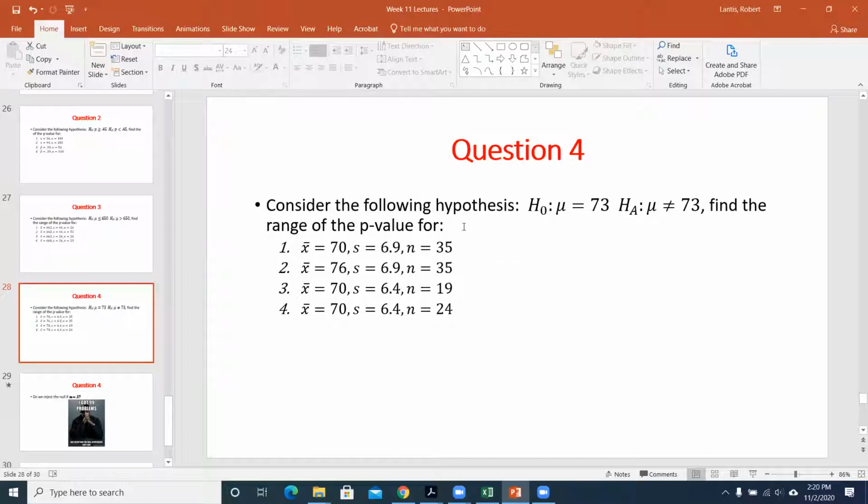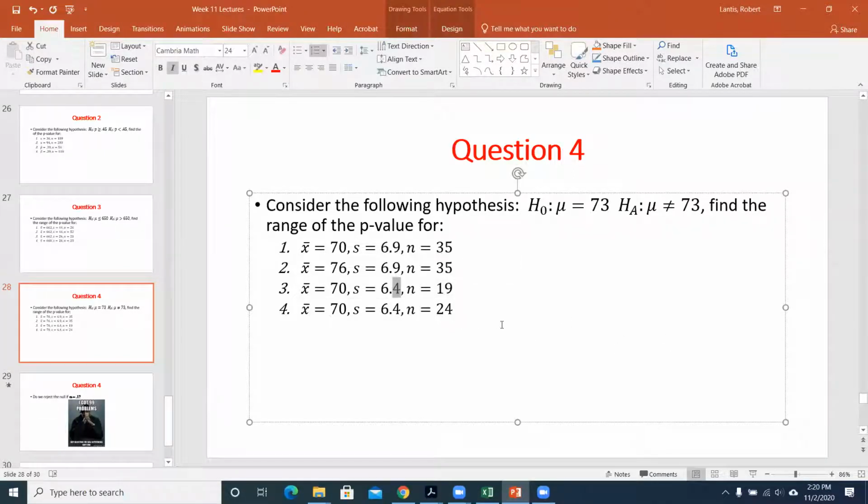So let's consider that we have the following hypothesis test. We're having a different variance, but we're going to keep the sample size the same as we had before. So let's start with problem 1. We have a sample mean of 70, a sample standard deviation of 6.9, and a sample size of 35.